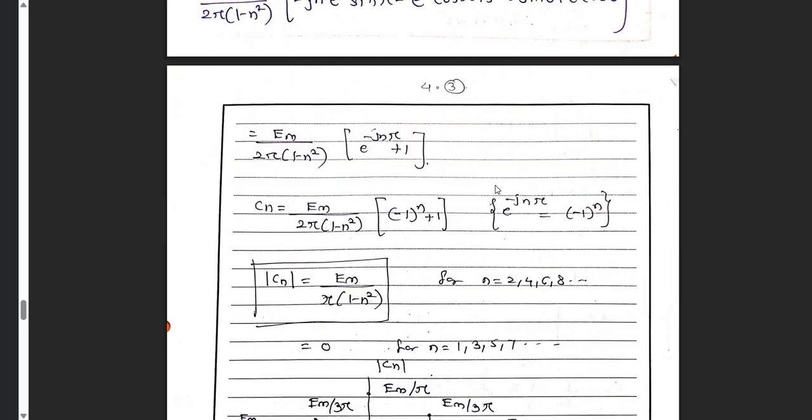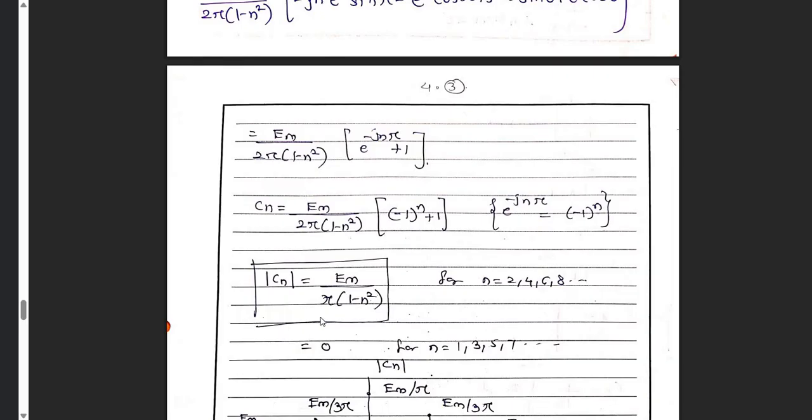Now if we substitute a little bit, e raised to minus jn pi is equal to minus 1 raised to n. Remember this particular identity, and therefore a little simplified form: Em by 2 pi into bracket 1 minus n square, minus 1 raised to n plus 1.